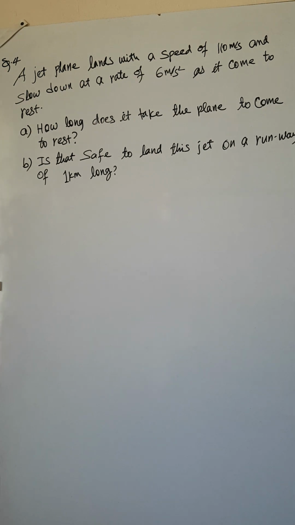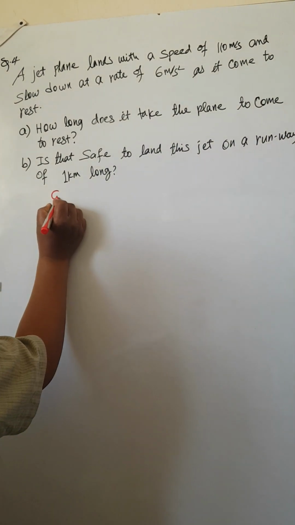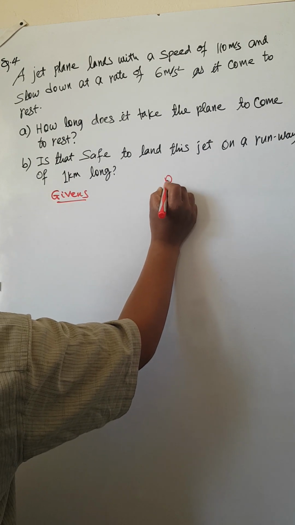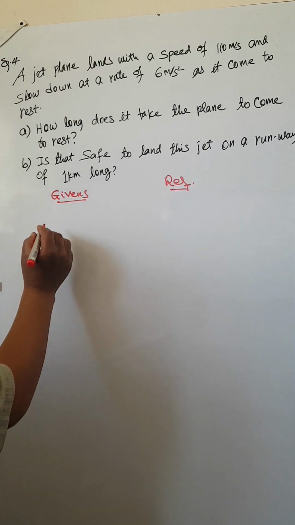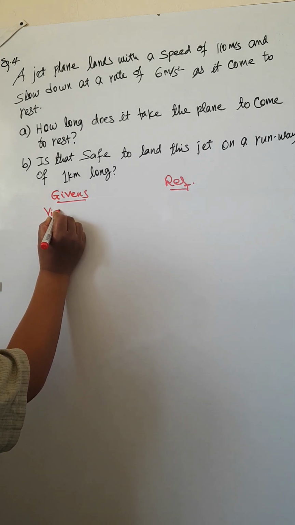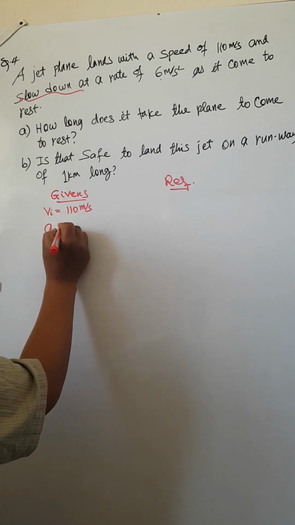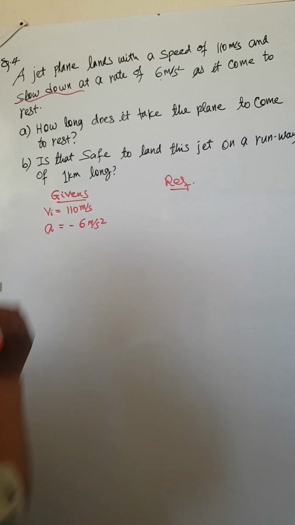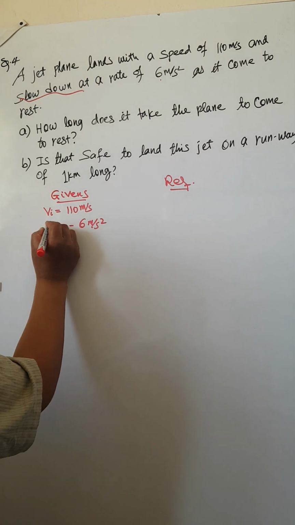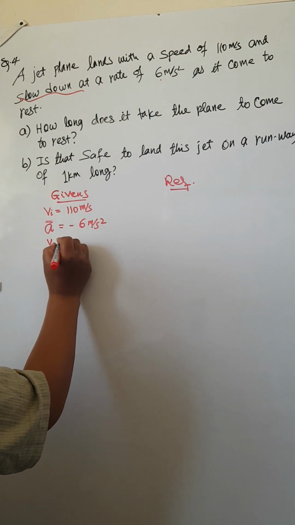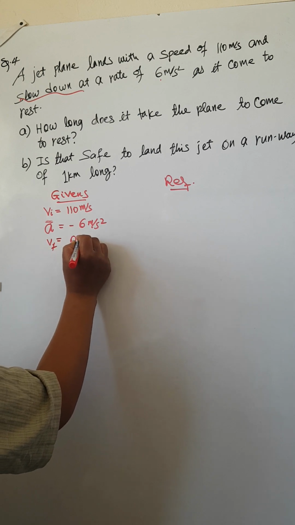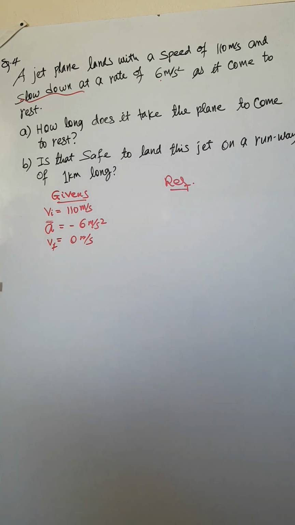Let's identify the givens and the required. Here we have the givens. The initial speed as the plane lands is 110 meter per second, and it's slowed down at a rate of this. So the acceleration is negative 6 meter per second squared, because it's slowing. And the final velocity is vf equal to 0 meter per second.